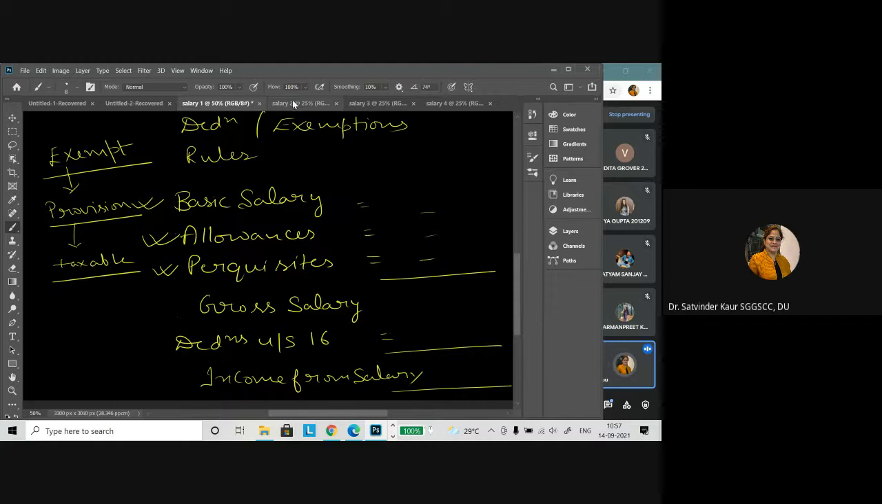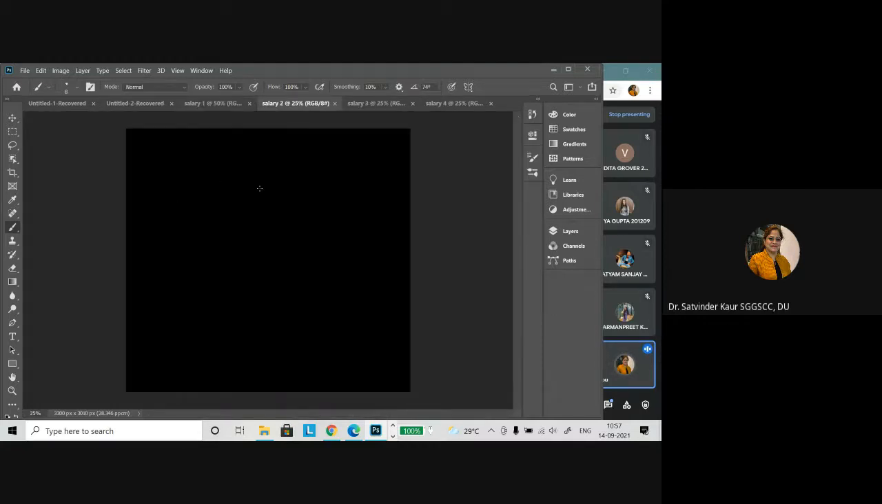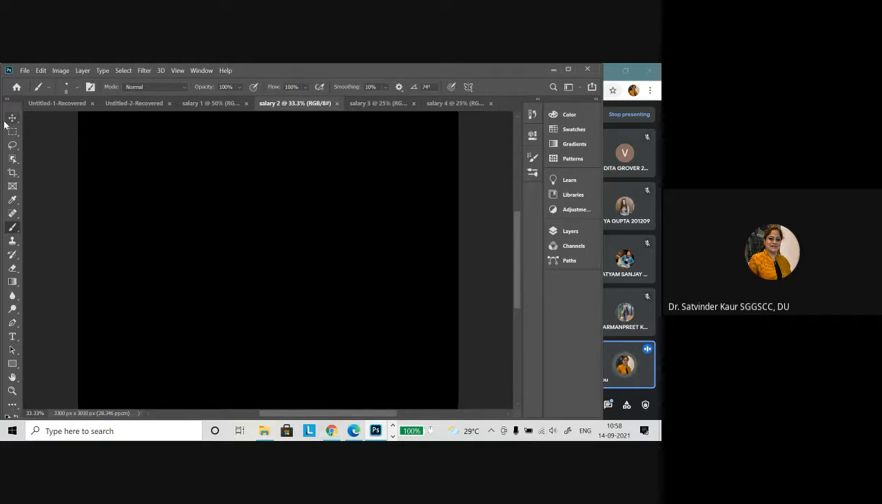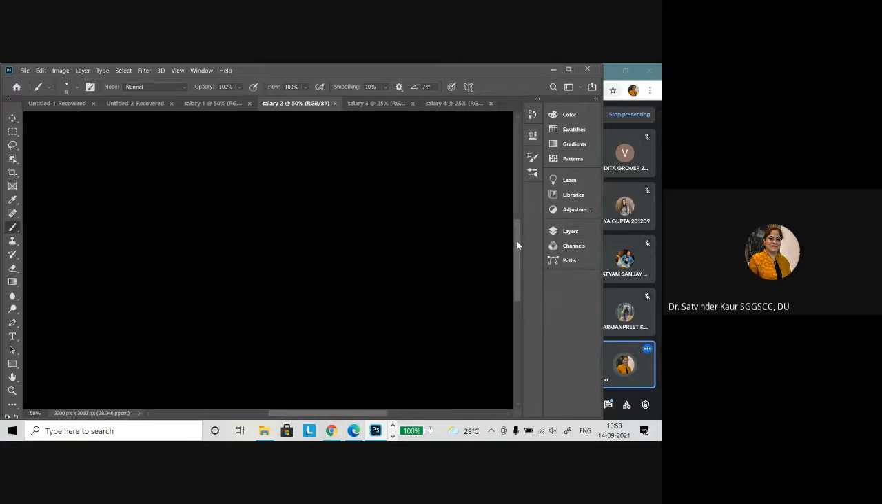Now we have to start with the first head, that is, what are the preconditions which should be satisfied so that the particular income earned is considered taxable under the head salary. When we talk about these preconditions, the very first precondition says that the salary head is based on the employer-employee relationship.